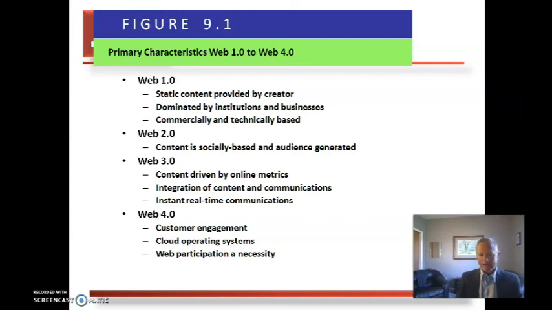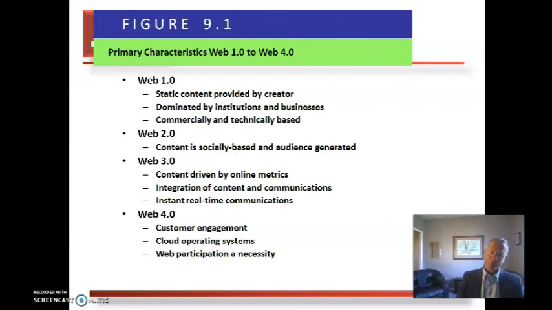Web 2.0 came on, and it was socially based. And that was when MySpace and other different websites like MySpace came out. That's when you could post your own content. You could post your own website, or you could have your own content out there and show people what you're doing. That was Web 2.0. Web 3.0 became very online metric based, where people were trying to gather information about consumers, gather information about consumers' purchasing habits. They wanted to integrate some content as well as communication out there. And that's when we started seeing a lot more interaction.